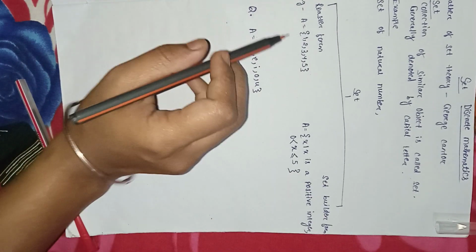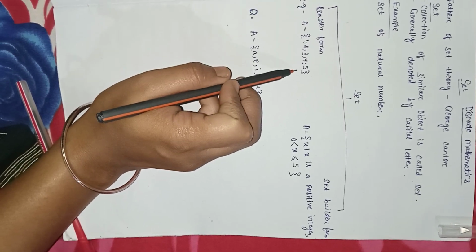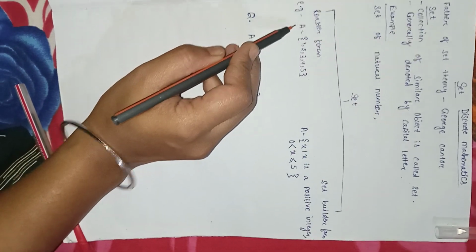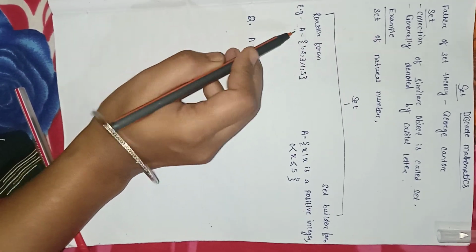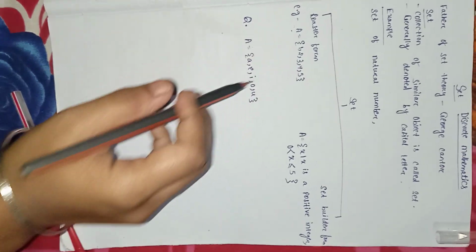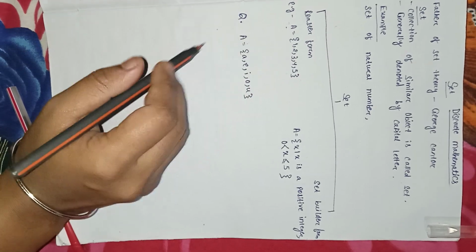Let's have an example. A is equal to {1, 2, 3, 4, 5}. Here, as I said, it is denoted by a capital letter. Now see, it is a set. Set A is equal to {1, 2, 3, 4, 5}. So first tell me, 1, 2, 3, 4, 5 is what? They are positive integers.